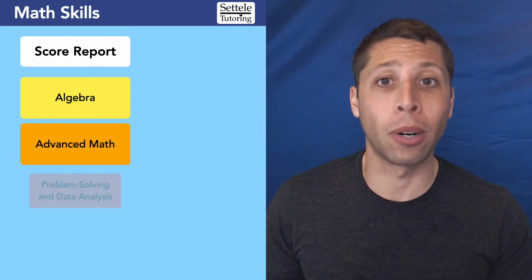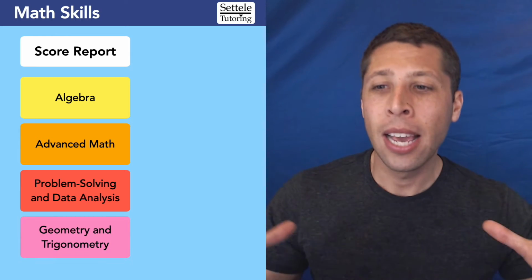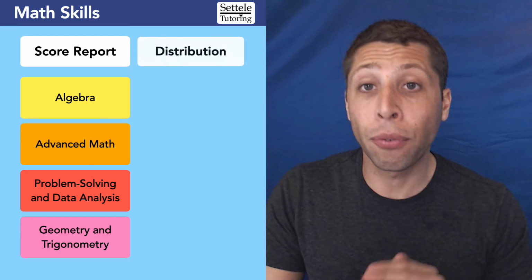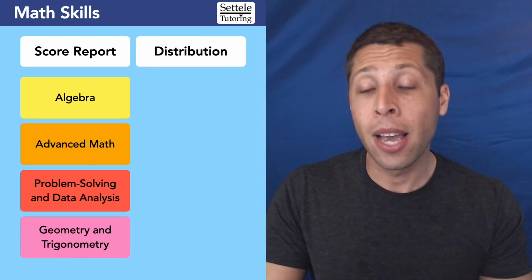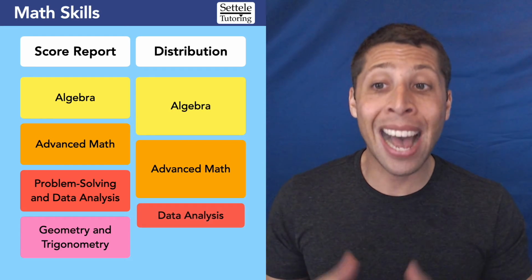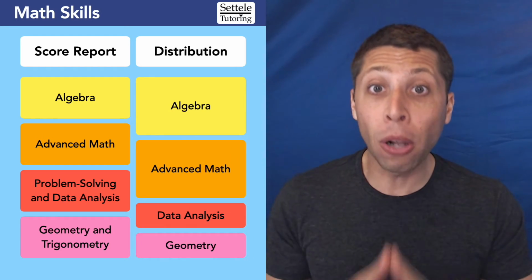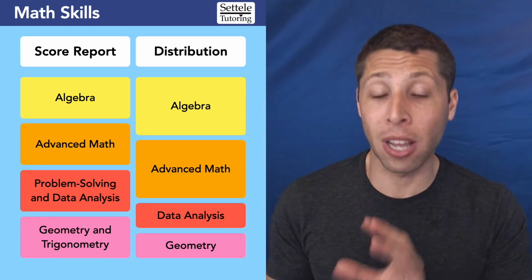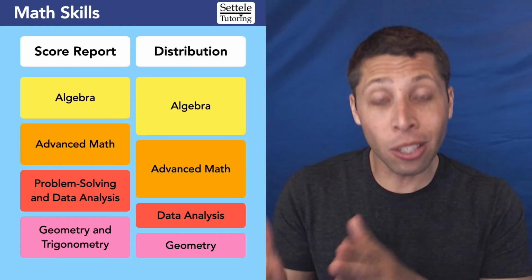But let's talk about this in a little bit more detail, because on the score report, they list these 4 categories, and the way that they're listed, it seems like they're all equivalent, but they're not. You can kind of get this from the percentages that they give you, that the distribution of these categories is a little bit different. On the SAT, the algebra and advanced math make up the bulk of the questions by far. So that is where most of your time studying should be spent. So that's a good thing to note.